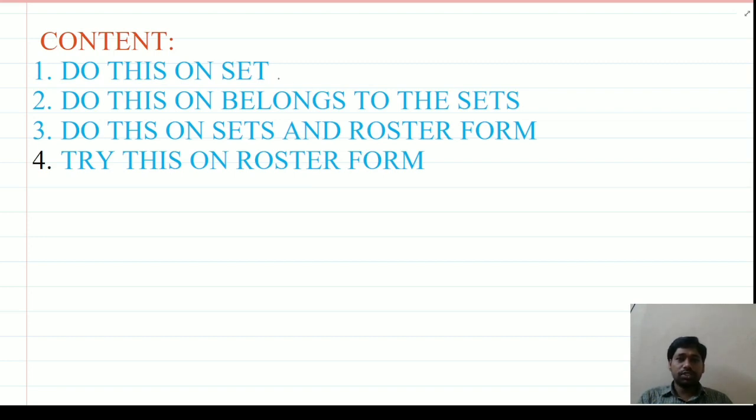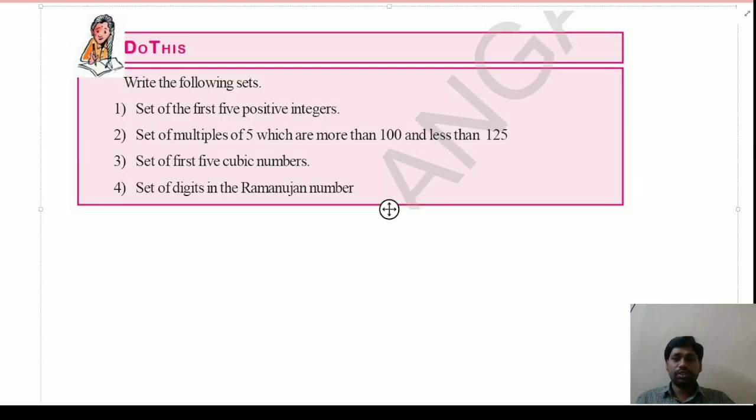Do these questions on sets, and on belongs to the set. Try these questions on the roster form. Let us see the first question.